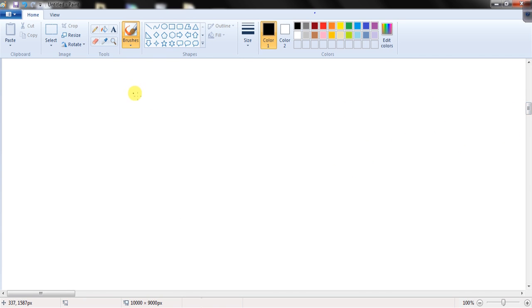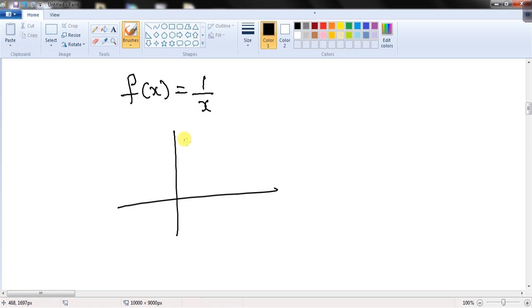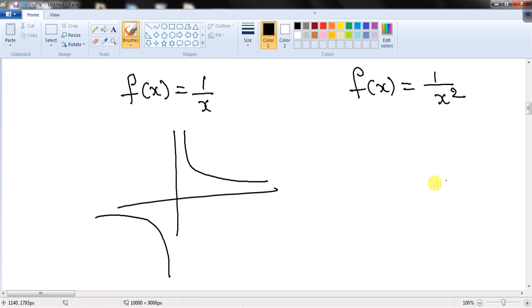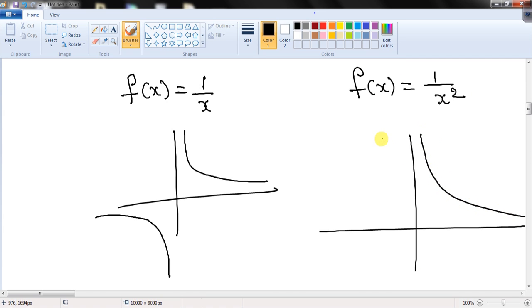Next we should know is the inverse function, f of x or y is 1 upon x. So the shape of the 1 upon x function is this plus this. So the next function is f of x is equal to 1 upon x square. So the shape of the 1 upon x square function is this and this.